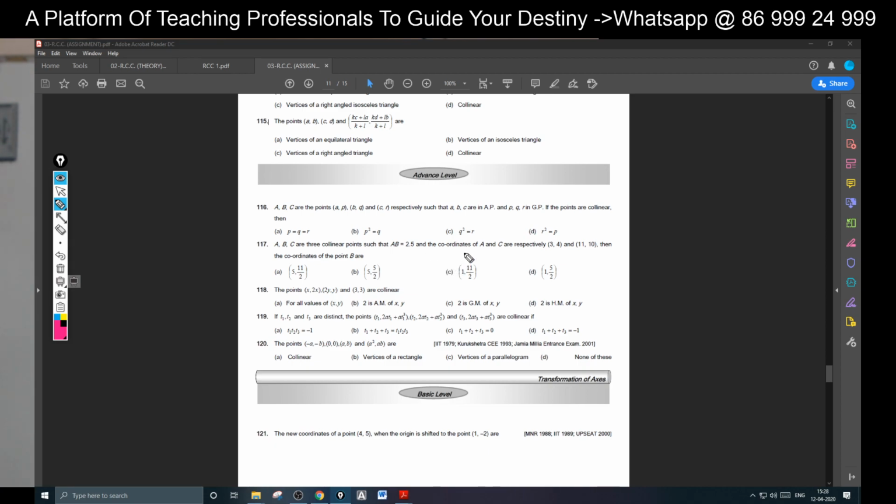It is simple, you can verify like this, because AB distance is given to be 2.5 and the points are given to be collinear. This is A, this is C, and B is in the options. Now, if they are collinear, then the area formed by these points must be 0 because they are collinear. So let us check whether the area becomes 0 or not.